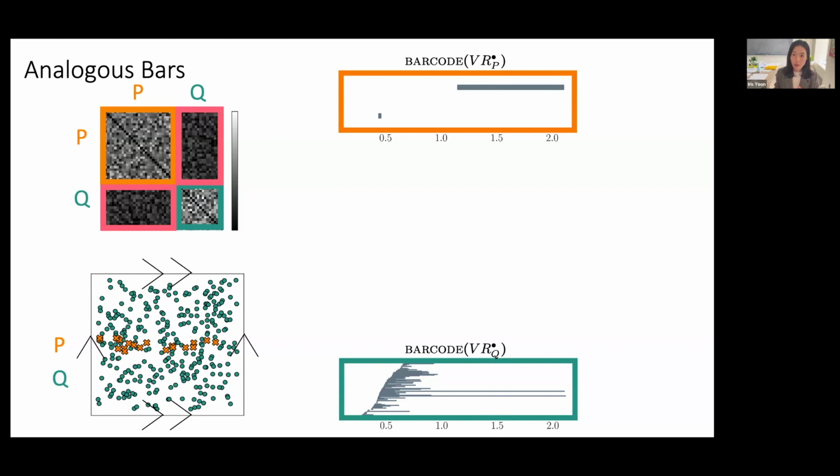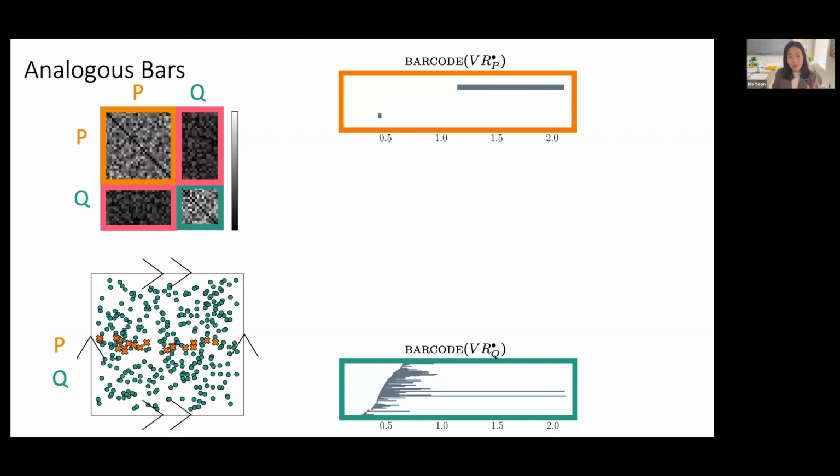In particular, I want to understand how the long bar in the top barcode is manifested in the bottom barcode. I want to understand how the single circular feature among the P's is manifested among the Q's, like which of the 2 circles on my square torus is represented by the circle among the P's.